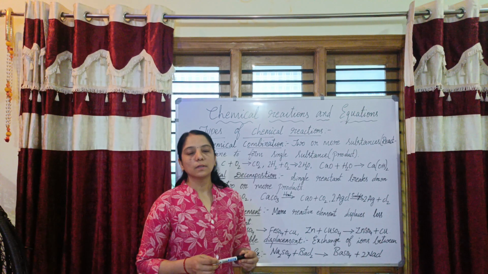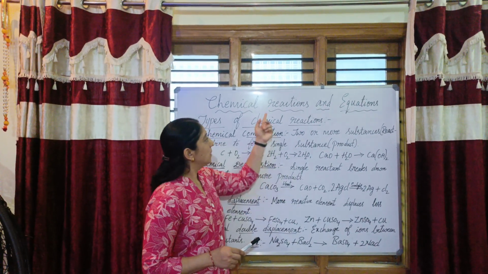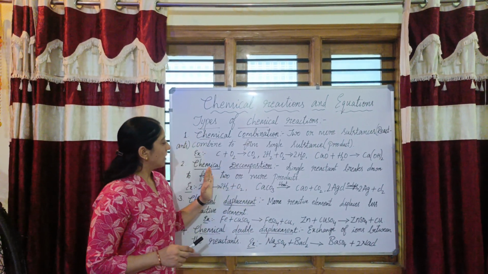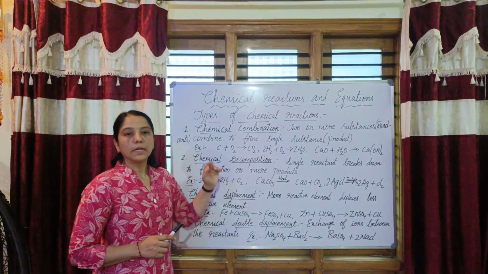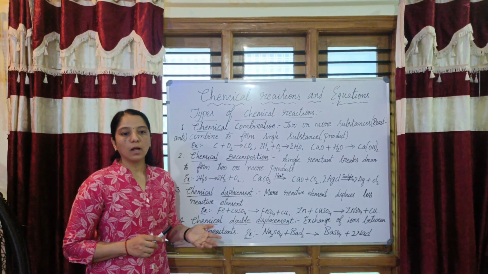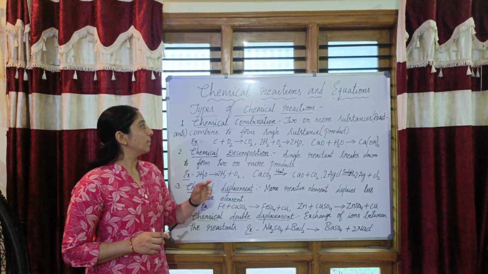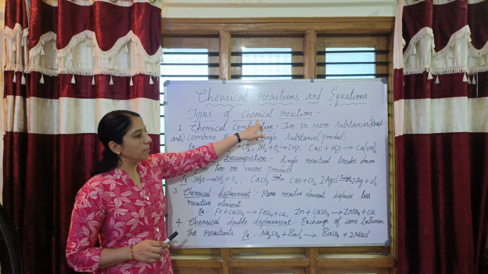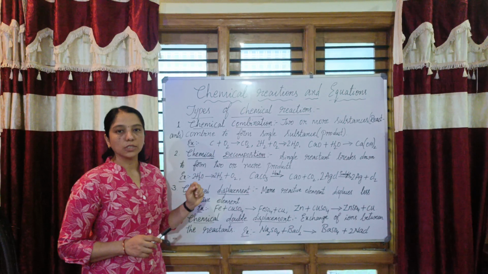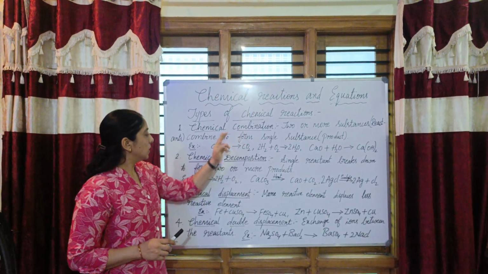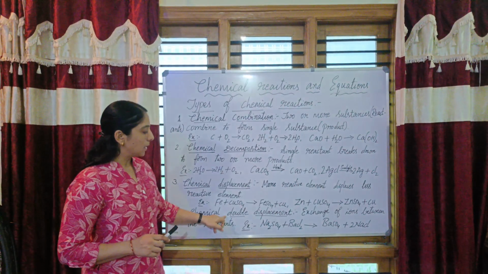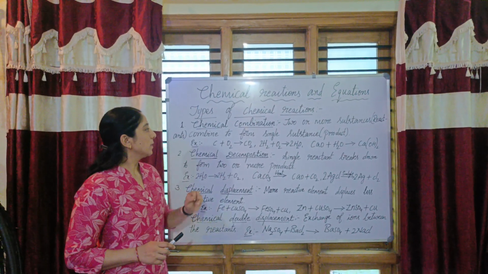Let's go through the important questions of the chemical reactions and equations chapter. From an exam point of view, the types of chemical reactions are very important for identification and also for writing a definition. There are 4 types of chemical reactions: chemical combination, chemical decomposition, chemical displacement and chemical double displacement.